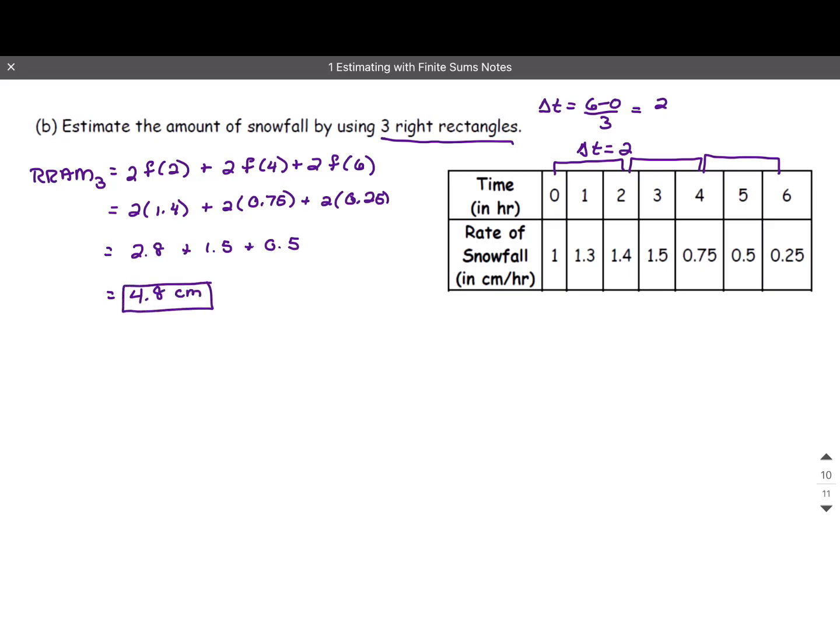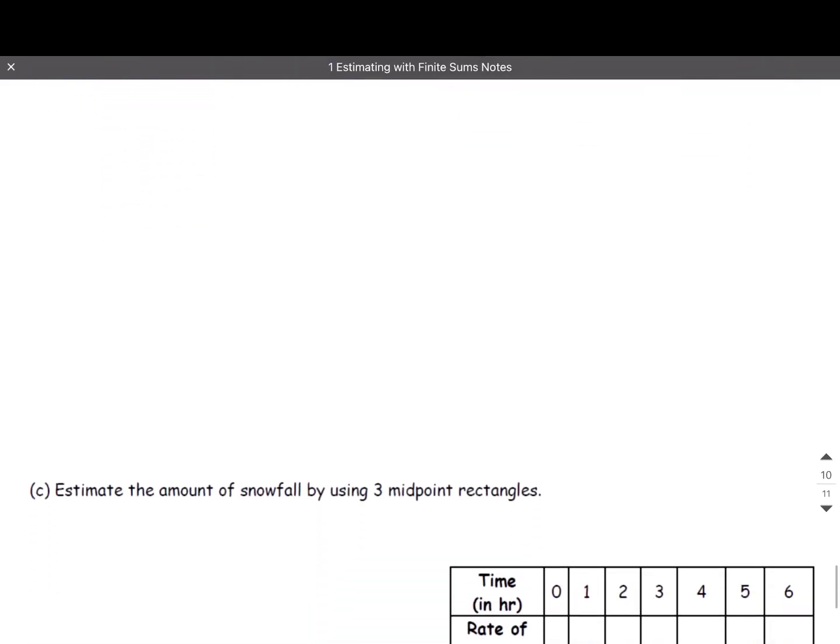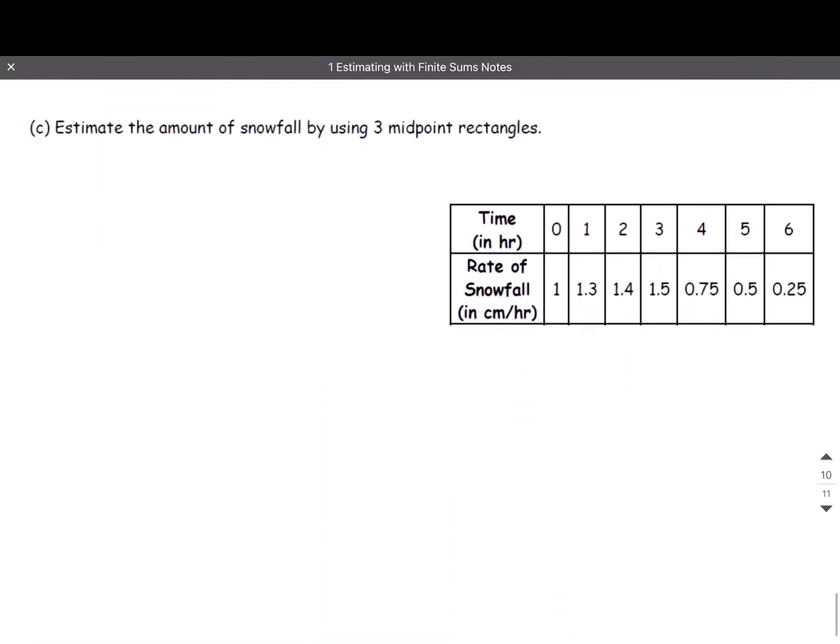Yay! One more part. So now we're going to estimate the amount of snowfall by using 3 midpoint rectangles. So again, we're still using 3, which means our delta t is still 2. However, we're doing an MRAM, which means we're going to use the 1 to find the height, the 3 to find the height, and the 5 to find the height.